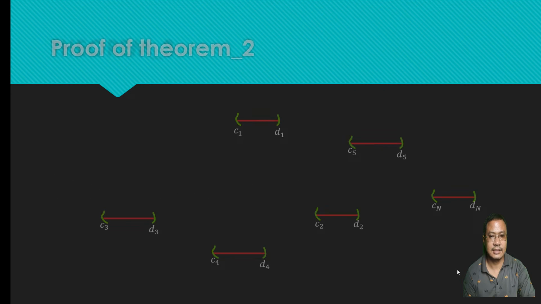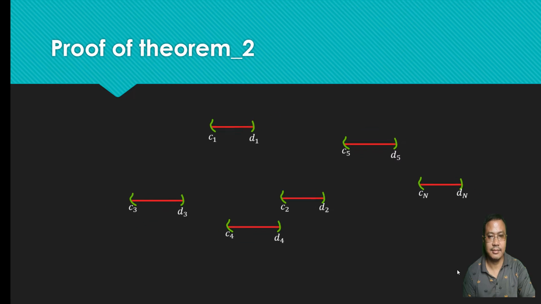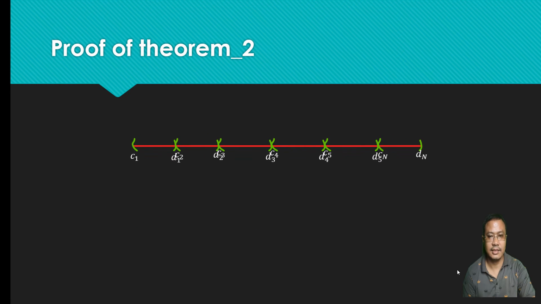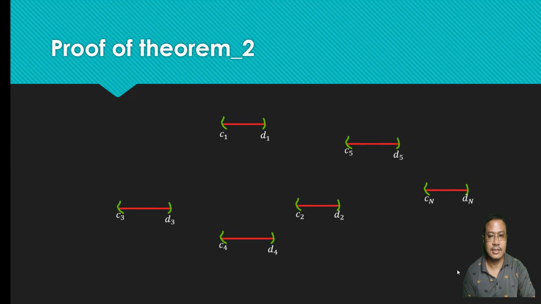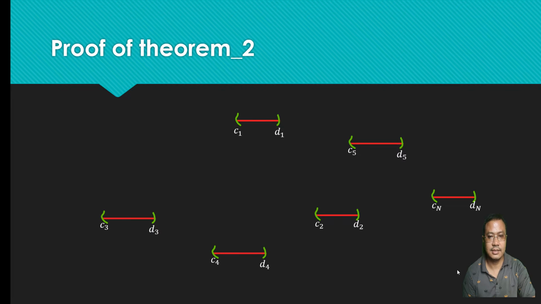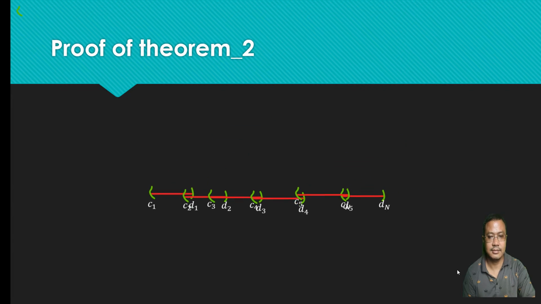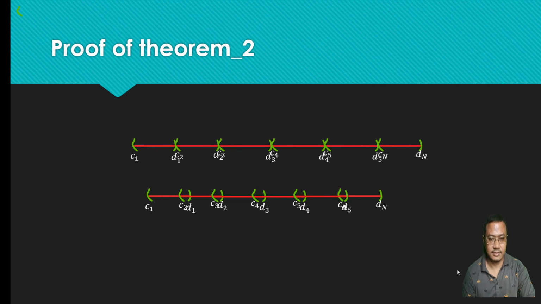So let us see, here we have some collection of sets. If we take the outer measure, that is the length of the interval, and sum up, we'll get this much length. Instead, if we take the union of these sets, we'll get this much length. So obviously the lower one is less than the above one.